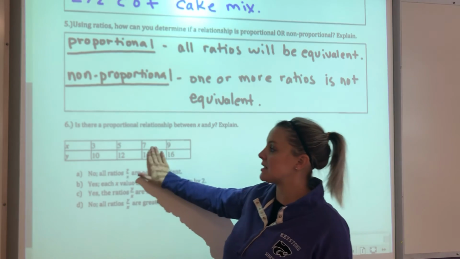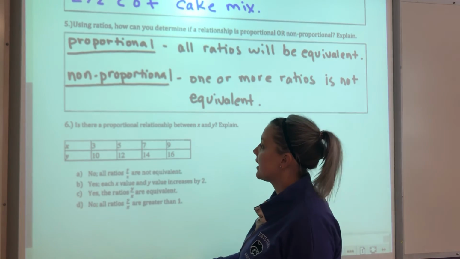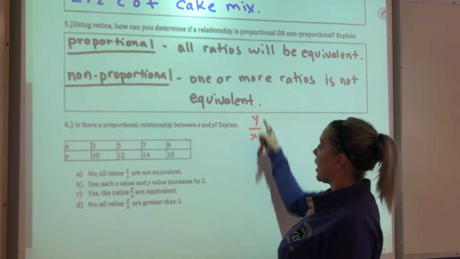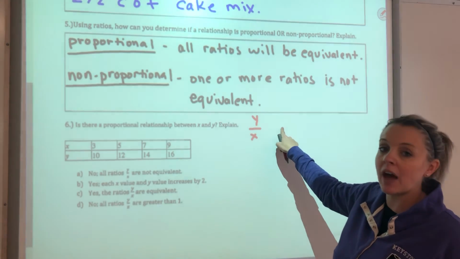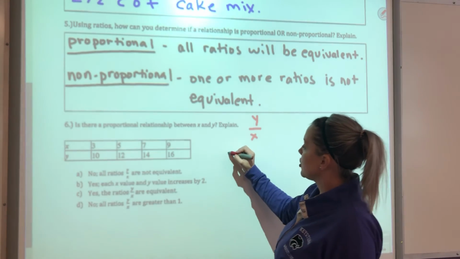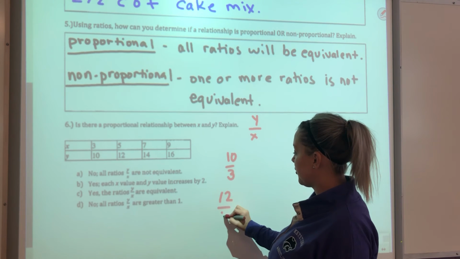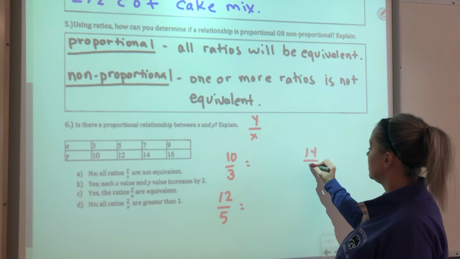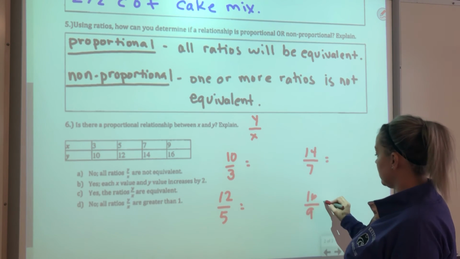So that means from my table, I need to test the ratio of my X and Y values. Again, anytime I'm testing for a proportional relationship, I'm testing Y over X. And Y over X needs to have the same value or the same unit rate to make this statement true. So my ratios are 10 over 3, 12 over 5, 14 over 7, and 16 over 9.